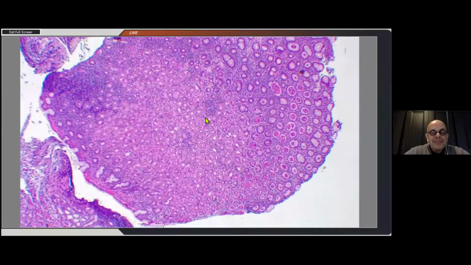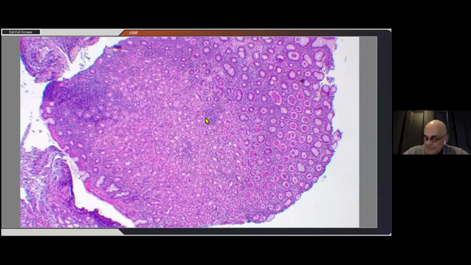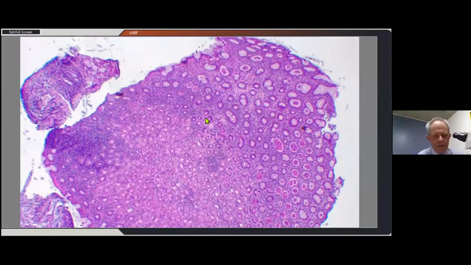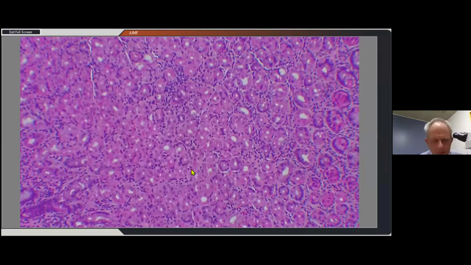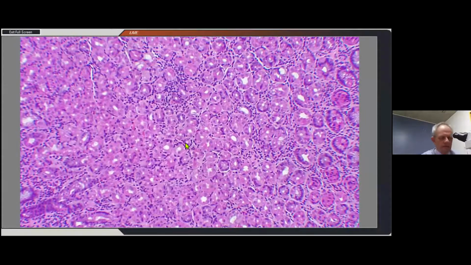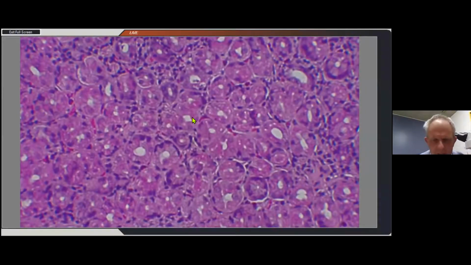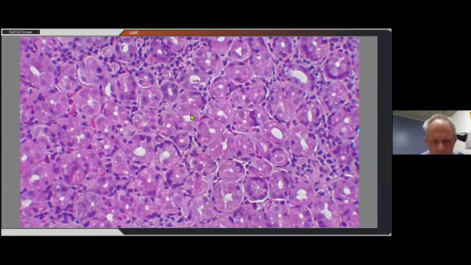Perfect. Great. So what we've got here then, this is a portion of body type mucosa. Why is it body type mucosa? Well, you can see, for example, here that we've got those body type glands. You can see the parietal cells, these cells with the pink cytoplasm, and then you can see the basophilic cells with basophilic cytoplasm. Those are the chief cells. So this is body type mucosa.